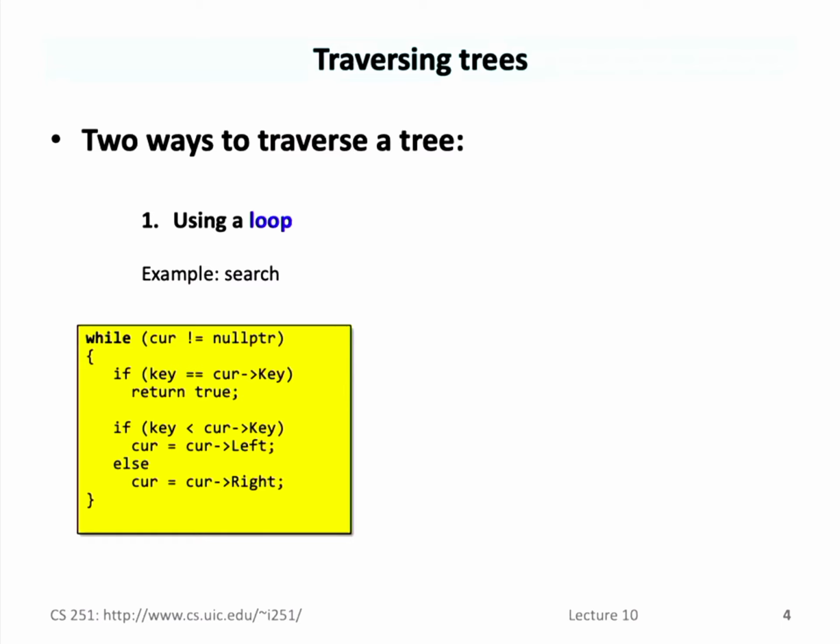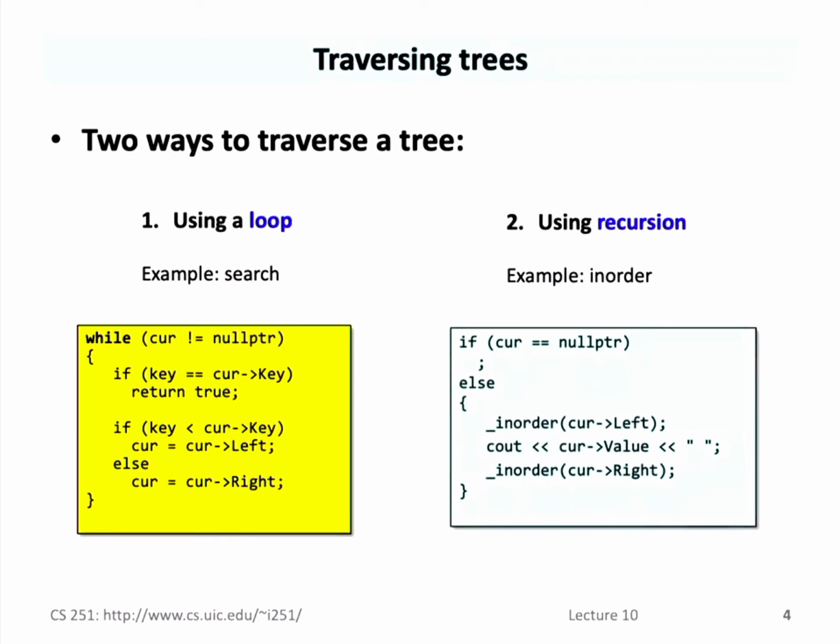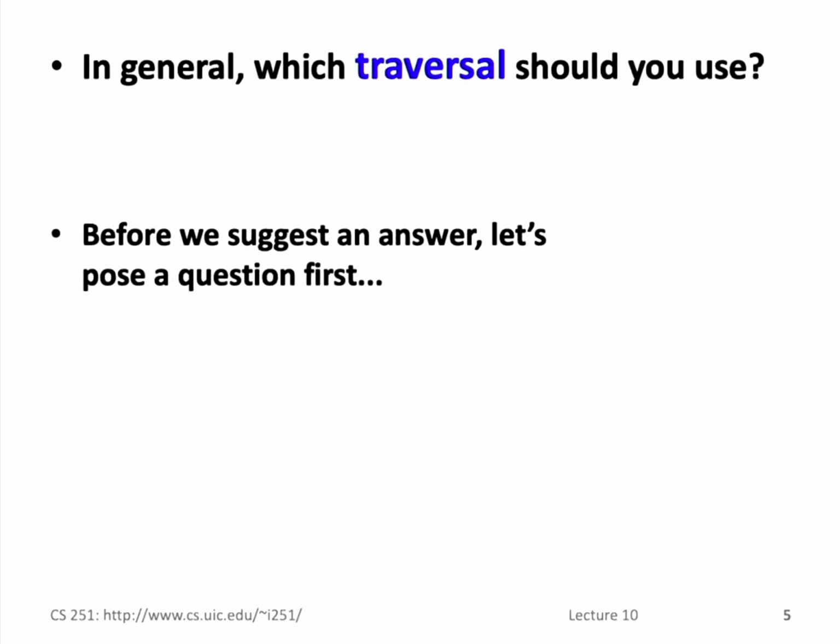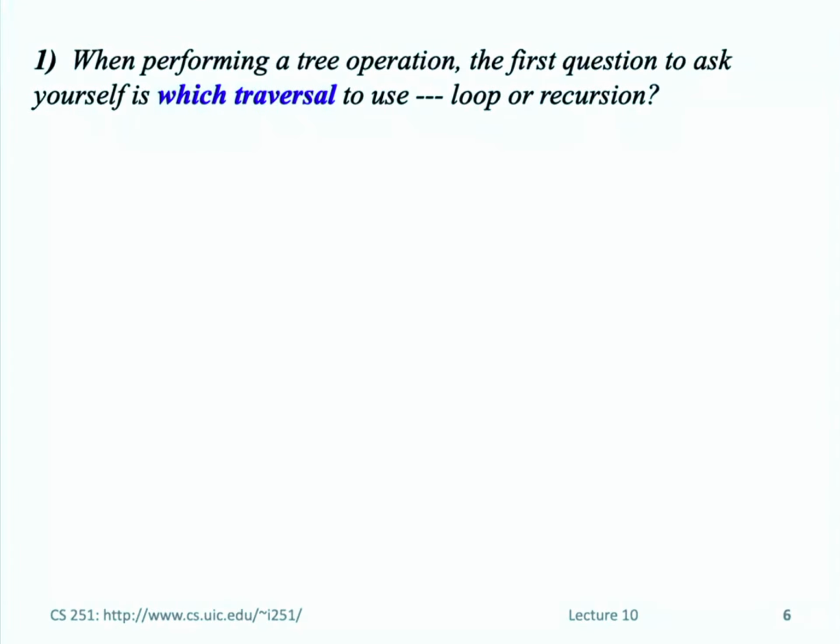But there's another way that we can traverse a tree. The one we just looked at with the in order function is through doing it with recursion. Now, an interesting question that comes up is which one is better and which one should be used when? So before we suggest the answer for this, let's pose a question for the class. When performing a tree operation, the first question to ask yourself is, which traversal do you use? Do you want to do loop or do you want to do recursion?